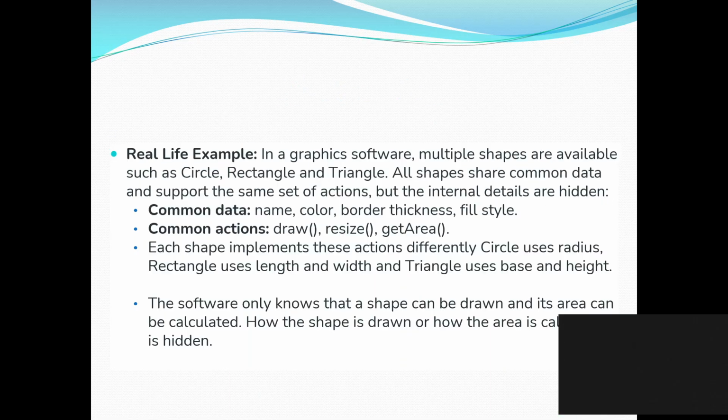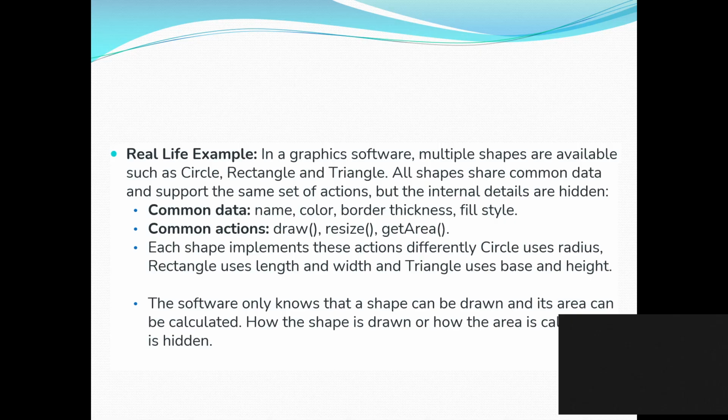So there are some real life examples. In graphics software, multiple shapes are available such as circle, rectangle, and triangle. All shapes share common data and support a set of actions, but internal details are hidden. Common data like name, color, border thickness, and fill size, and common actions like draw, resize, and get area. Each shape implements these actions differently.